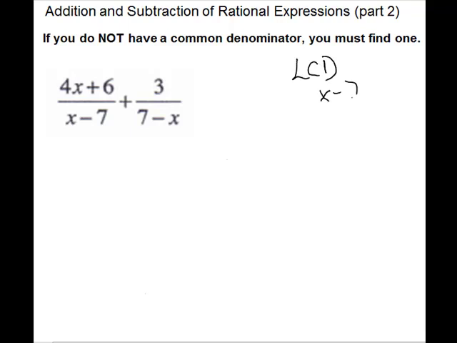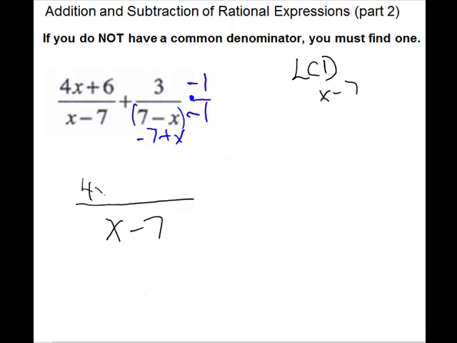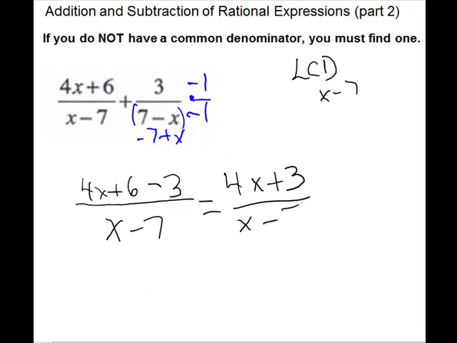which means my first fraction is okay. I need to multiply the other one by negative 1 over negative 1. So this makes negative 7 and plus x, which is actually the same. Now I'm going to keep my common denominator of x minus 7. The first numerator is good. Second one will multiply to get minus 3. And then we can combine. So we have 4x plus 3 over x minus 7.